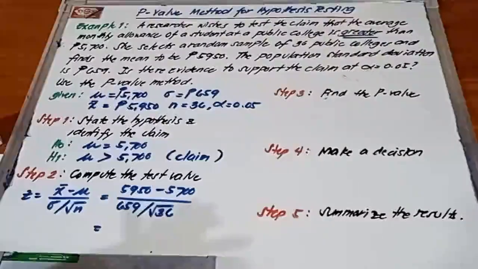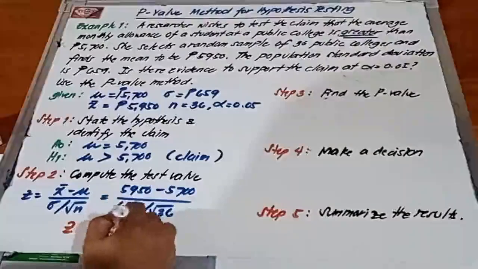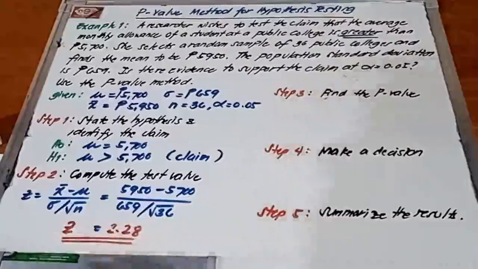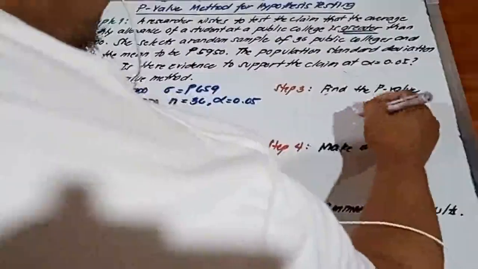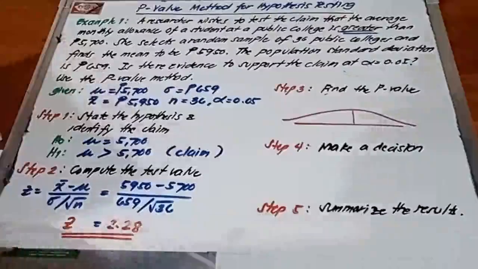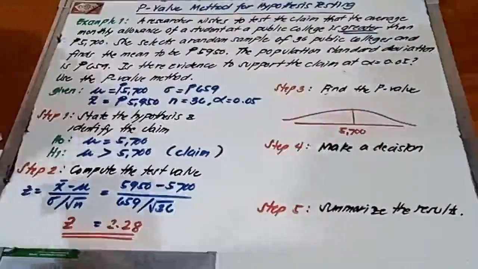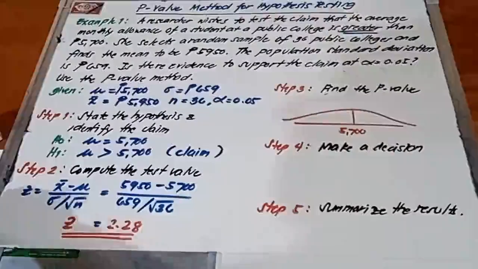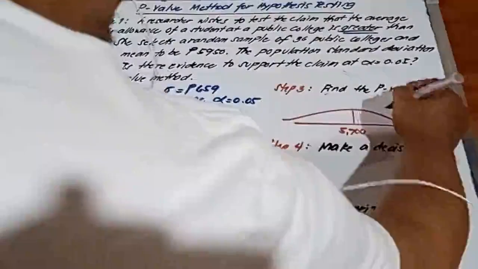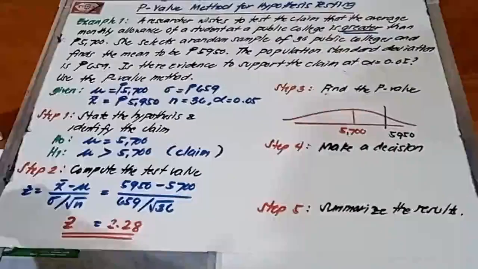Okay, so our computed z value is 2.28. Okay, so kunin natin yung p-value. So gawa tayo dito ng normal curve. Okay, so ang mean natin ito 5,700. So, ang kinuha natin is 5,950. So, nandito yung 5,950. Okay. And then, ang probability value niya is gamit yung table natin.